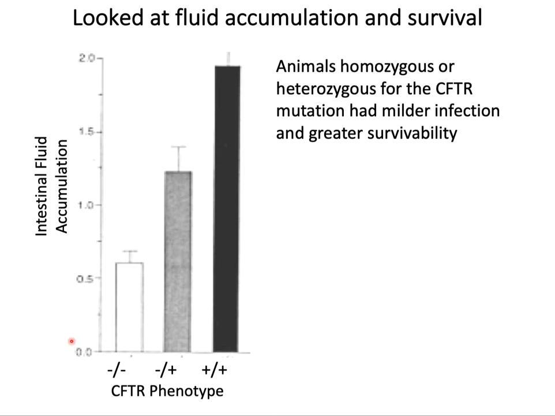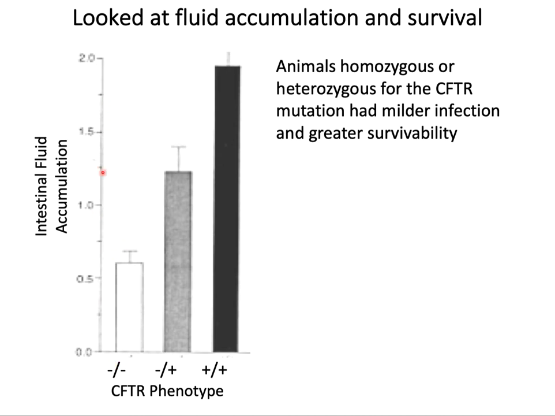So here is the data from the experiment. You can see at the bottom on the x-axis, to the right, the individuals who are plus plus. They have the homozygous wild type CFTR. Then in the center bar, they are heterozygous for the CFTR. And on the left-hand side, you have the individual mice who don't have the CFTR transporter at all, minus. Then these mice were exposed to cholera toxin, and the scientists measured the accumulation of fluid in the intestine.